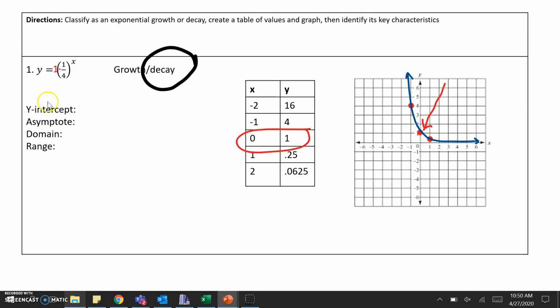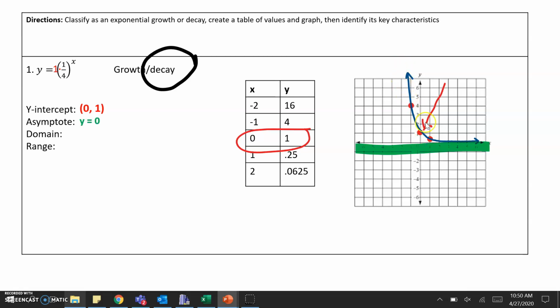That means my y-intercept is 1. My asymptote is that line where it's leveling out, and I see it's leveling out right there. Again, that's at the x-axis. That's not changing today, okay? So the asymptote is at the x-axis, y is 0.